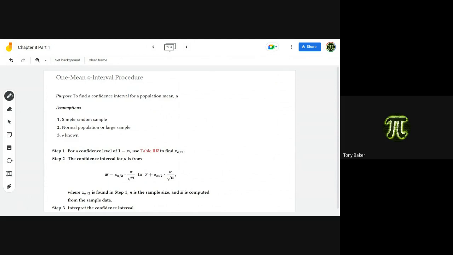It's called the one mean Z interval procedure because you could have multiple ones. We will not deal with multiple ones here. We're just going to deal with one.